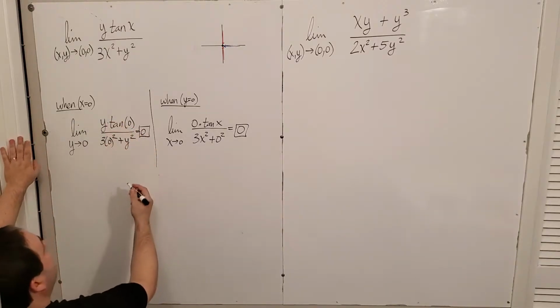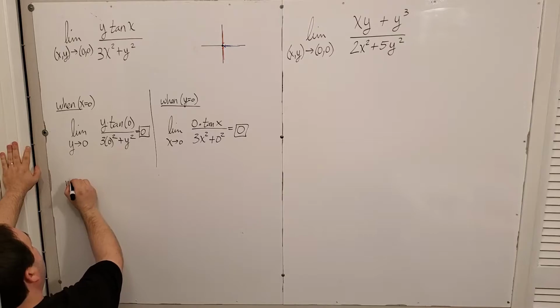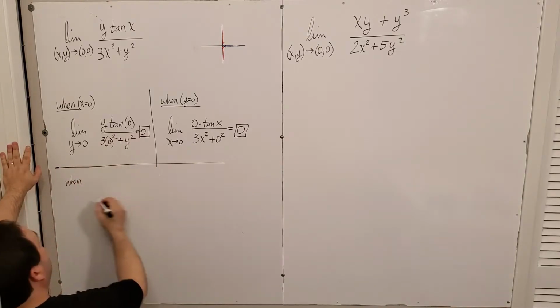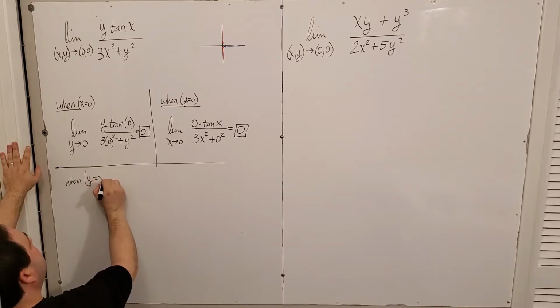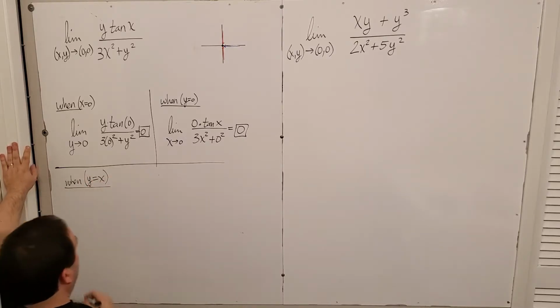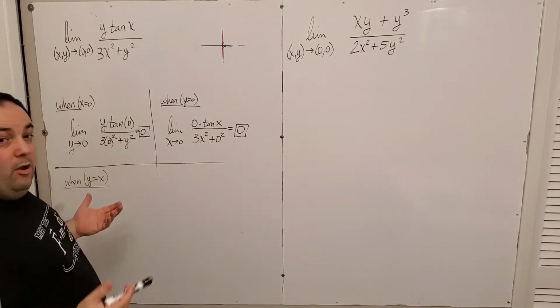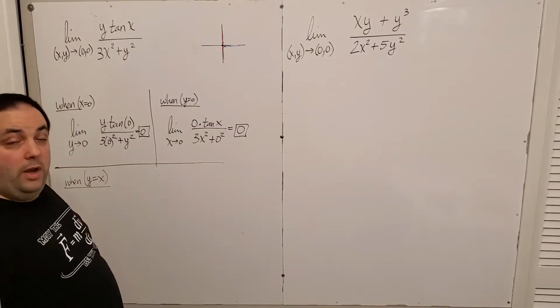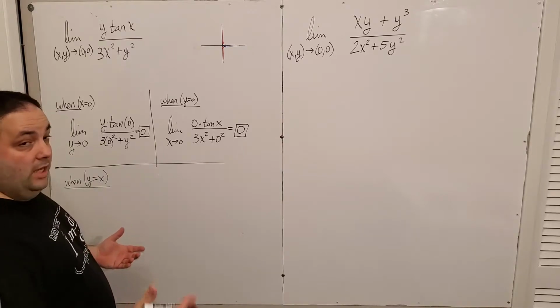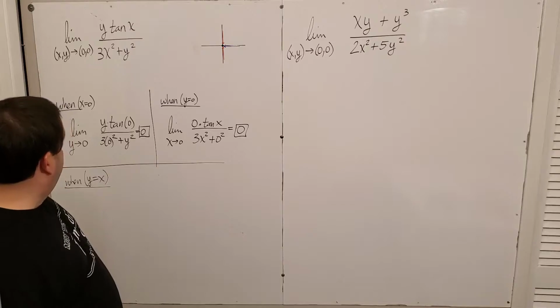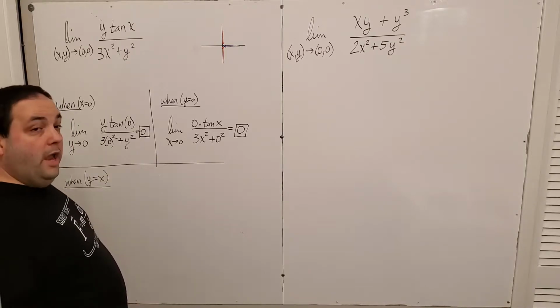All right. How about when y equals x? There's another linear path. And by the way, you don't have to choose linear paths. I could pick a parabolic path, like when y equals x squared, or I could pick a sinusoidal path, y equals sine x. This time we just chose when y equals x.